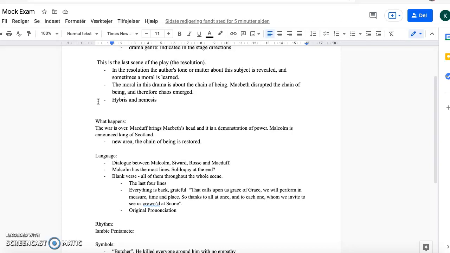Otherwise, there is a dialogue between Malcolm, Siward, Ross, and Macduff in this scene, which could mean, I think, a contrast to when Macbeth was king, because he was doing it very much on his own and maybe only with Lady Macbeth on his side, where I think that Malcolm will have a more friendly kingdom, where he won't rule it alone, he'll do it with others as well.